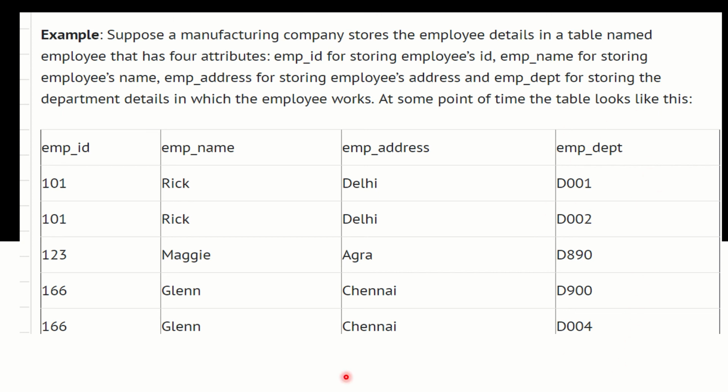That means that a new row can be entered into the table only if a particular employee is working in a department. Suppose a new person has entered into the company and he is in the training phase, that is, he has not been assigned any particular department. In that case, we cannot make an entry into this table since he is not assigned to any department. That problem is called insertion anomaly.